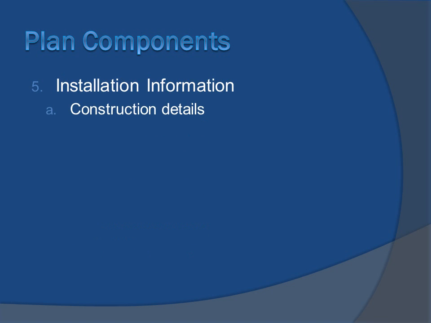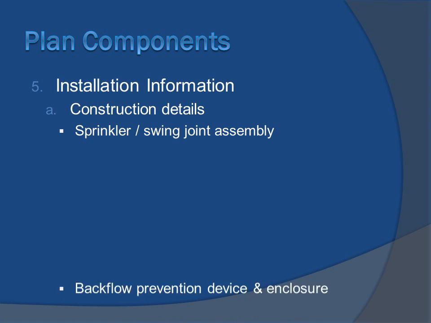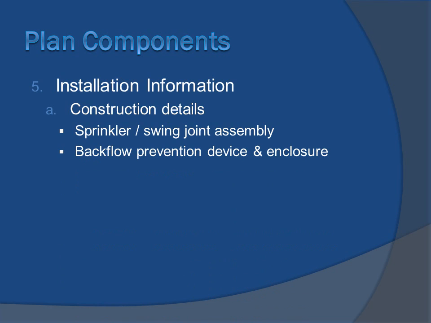construction details. A lot of those are already drawn for you. You can import those in if you're doing it on CAD or Pro Landscape. The sprinkler, the swing joint assembly, that's just showing how you're connecting it to the pipe. Backflow prevention device and enclosure. All these are pre-drawn for you, so you can download these off the internet and sticky back them to your plans if you're hand drawing them.